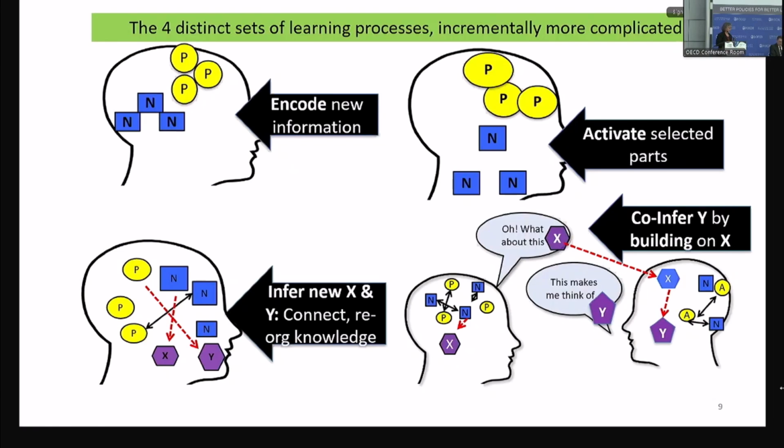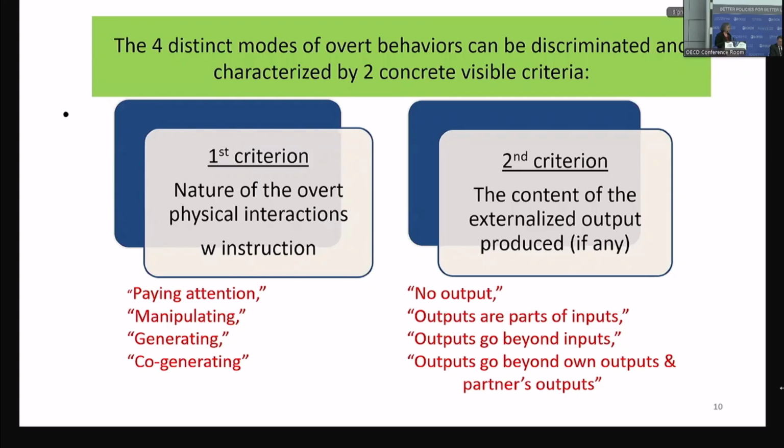Okay, I call that co-inferring. Okay, so that's 4 stages. Now, what are the 4 distinct modes of overt behaviors that can be discriminated and characterized by 2 concrete visible criteria? The first criterion is the nature of the overt physical interaction with instruction.